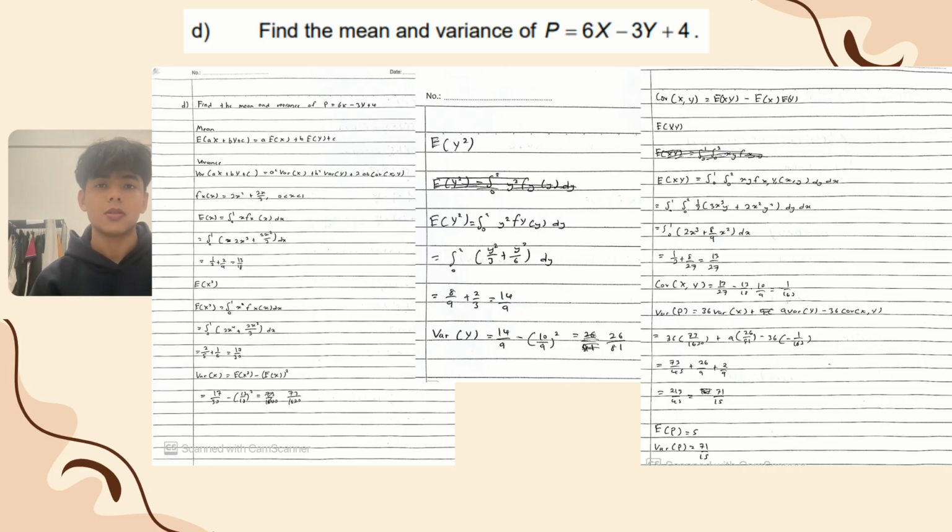After all that, we substitute all the values into the variance formula and simplify, and we obtain the variance of P, which is 71 over 15. Therefore, the mean of P is 5 and the variance of P is 71 over 15.